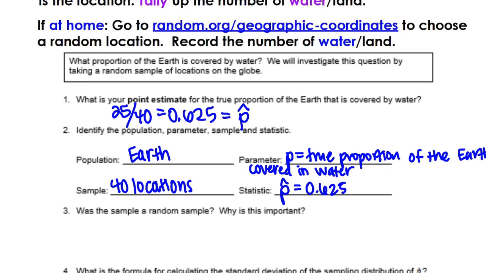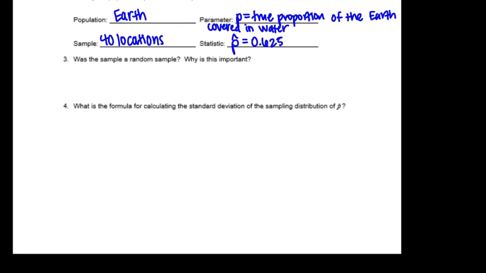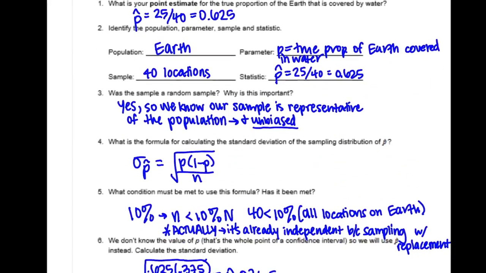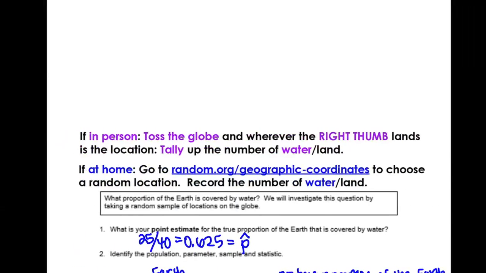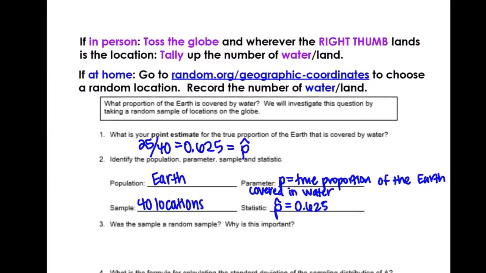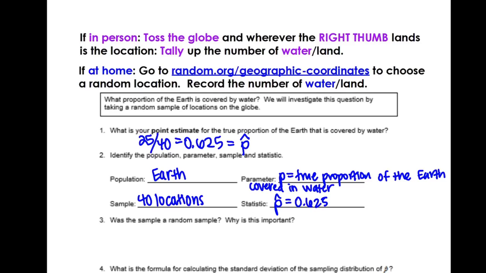And so now what I want you to do is answer questions 3 through 7. And then we will pause to debrief, and then you'll finish the rest of the activity. So once you finish question 7, then unpause, and we will go over how to start question 8. If you feel like you know how, you can continue working.